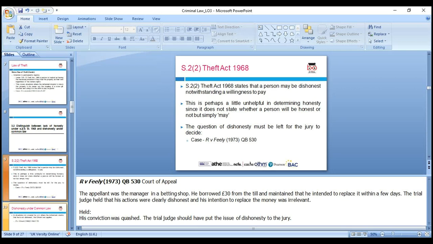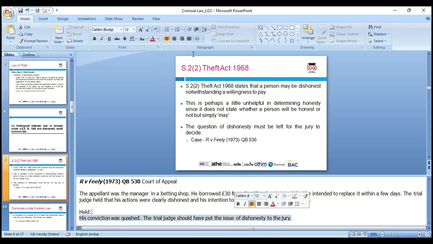The applicant was the manager of a betting shop. He borrowed £30 from the till and maintained that he intended to replace it within a few days. The trial judge held that his actions were clearly dishonest and told the jury that the intention to replace the money was irrelevant. The conviction in that case was quashed, and the trial judge should have put the issue of dishonesty to the jury.